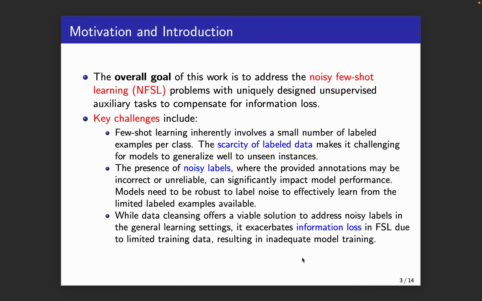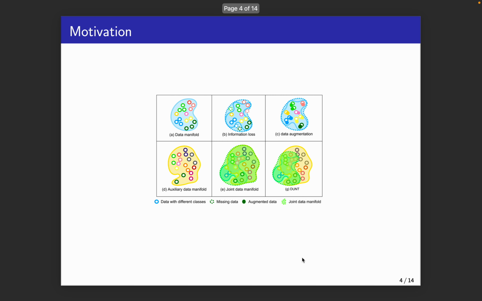Learning to learn with noisy few-shot data is motivated by the unique challenges in few-shot learning, including the scarcity of labeled data and the presence of noisy labels. The following figure demonstrates our motivation. Figure A portrays the primary data distribution, which is contaminated by noisy labels. Figure D presents the unsupervised auxiliary text distribution. Their joint distribution is presented in Figure E.